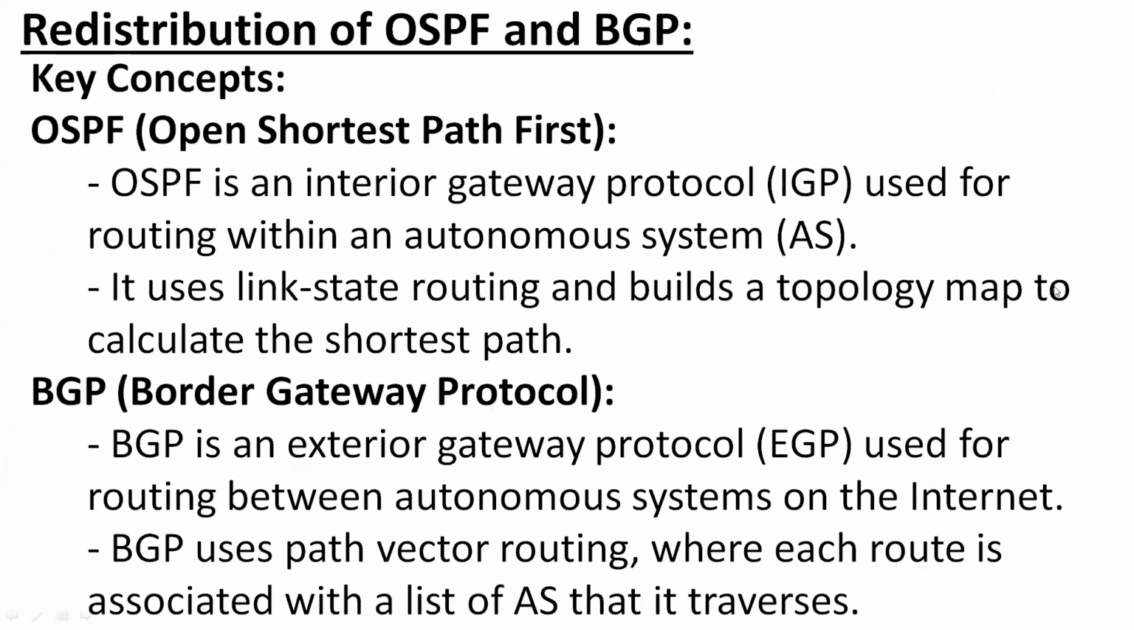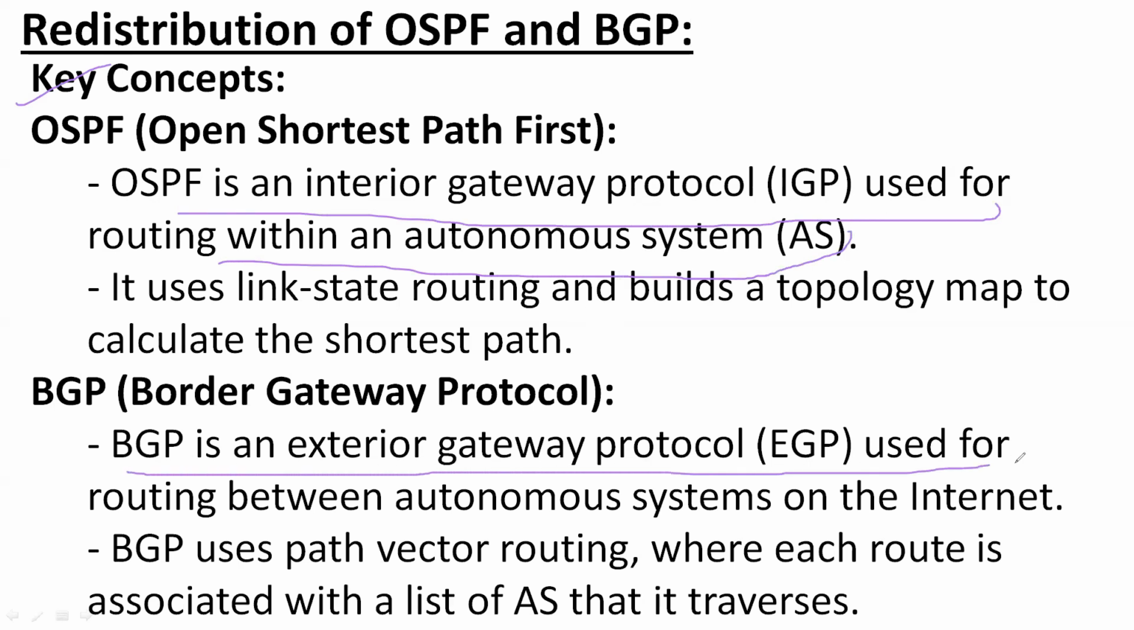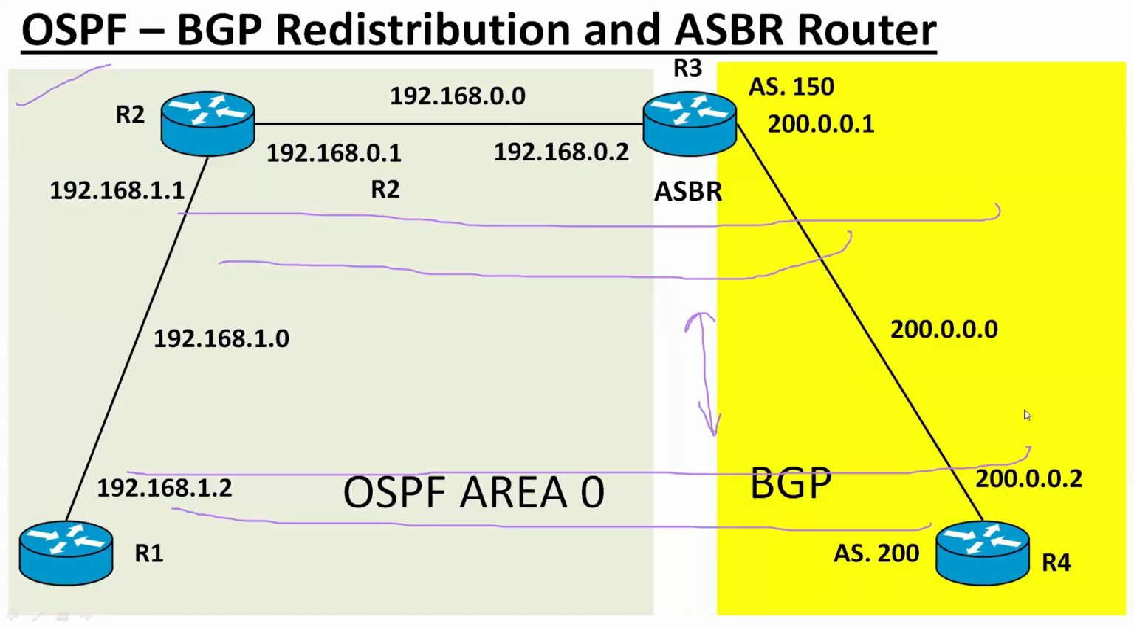So there are some key concepts of protocol redistribution. OSPF is an interior gateway protocol. We already know that it routes within the same AS number. But BGP is an exterior gateway protocol that is used for routing between different AS numbers. So we are going to redistribute these protocols between them. Okay, and how are we going to do that?